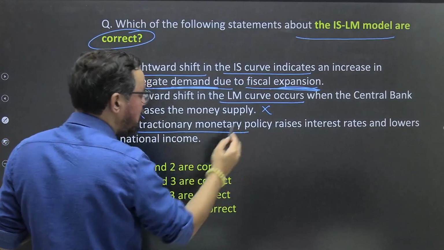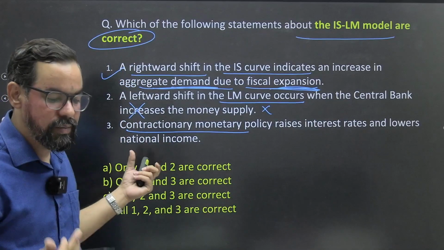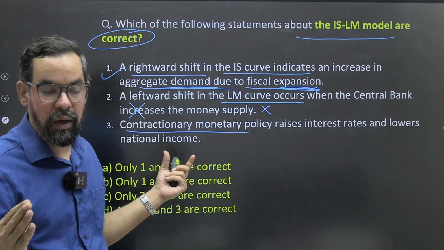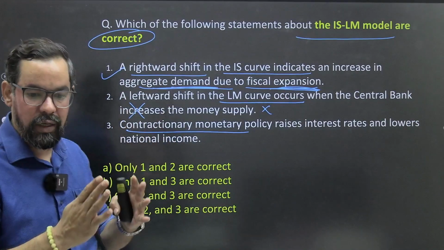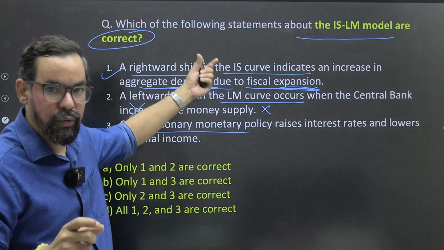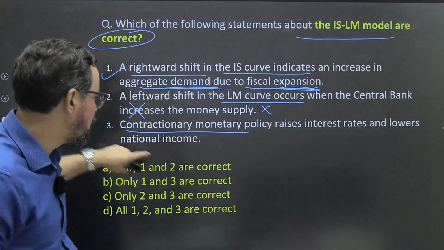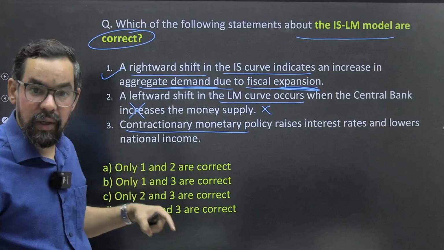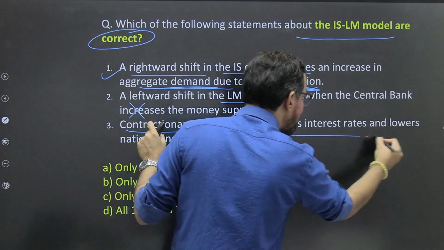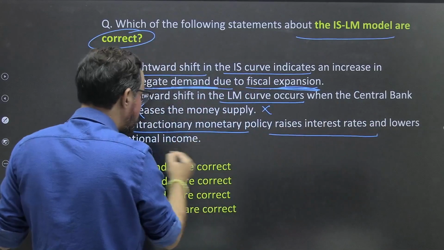Contractionary monetary policy means RBI decreasing the money supply in the market. So we have expansionary or contractionary. Expansionary, they are increasing the money supply. It can be related to fiscal as well as monetary. In case of contractionary, RBI is decreasing the money supply in the market. So contractionary monetary policy raises interest rate and lowers national income.